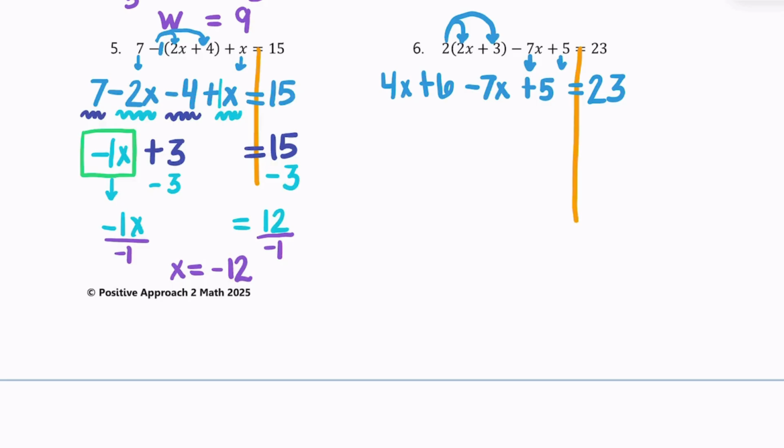Alrighty, once again, we do have 2 sets of like terms. So we're going to say, okay, 4x minus 7x, those are like terms. And then we have 6 plus 5, our constants, those are like terms. We're not doing anything with the right-hand side. We're boiling down our left-hand side to be as simplified as it can get. So 4x minus 7x will give us negative 3x, okay? And 6 plus 5 will give us a positive 11, and that's going to equal 23.